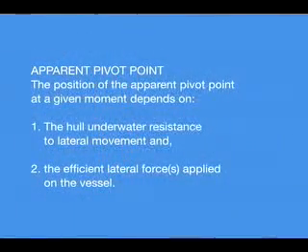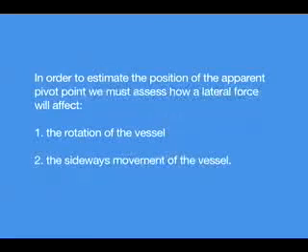The apparent pivot point only exists when the ship is rotating. The position of the apparent pivot point at a given moment depends on the hull underwater resistance to lateral movement and the efficient lateral forces applied on the vessel. In order to estimate the position of the apparent pivot point, we must assess how a lateral force will affect the rotation of the vessel and the sideways movement of the vessel.